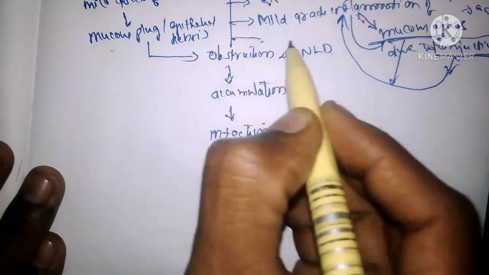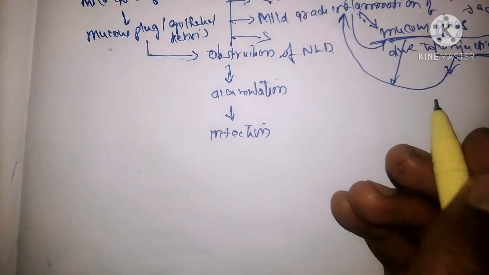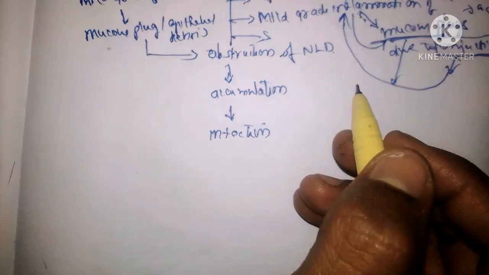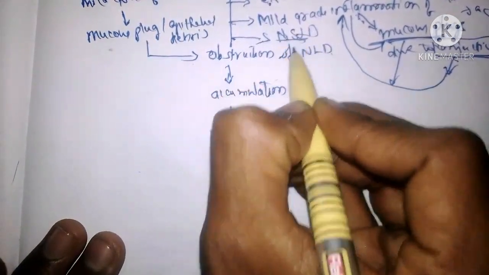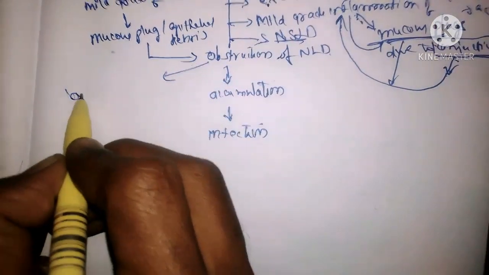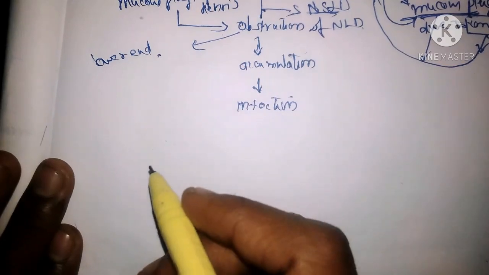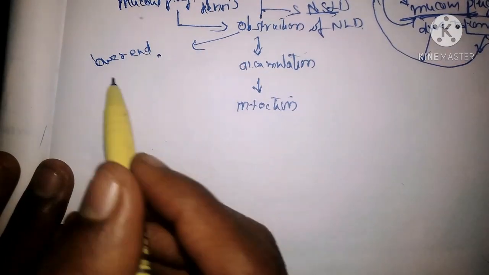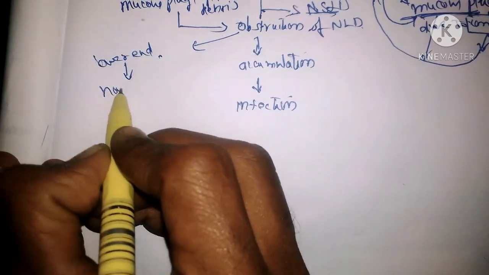Now, the last etiology is when there is obstruction at the lower end of the nasolacrimal duct. When do we see this obstruction at the lower end? This is seen when there are nasal diseases.